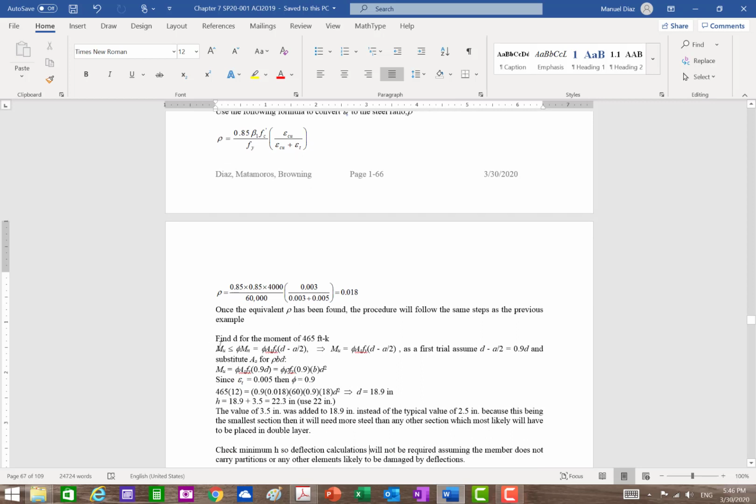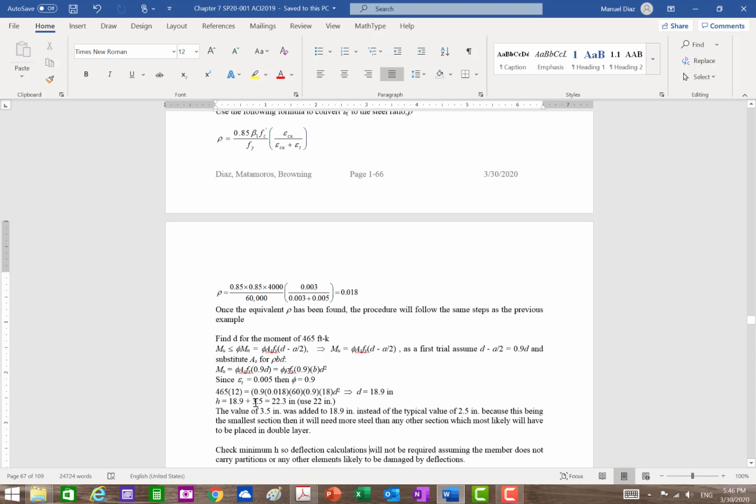And so the same thing, right? I got my Mu less or equal than phi Mn, replace the parentheses by 0.9d, and replace the area of steel by rho bd, and solve for the d value, because I know my b happens to be 18. My rho is given as 0.018. My phi factor is 0.9, right? And so we get now a d value of 18.9.